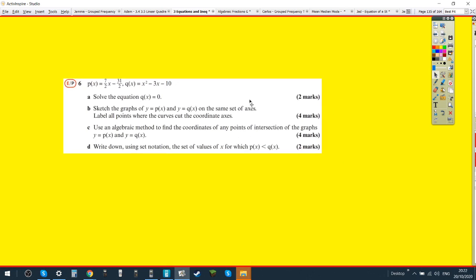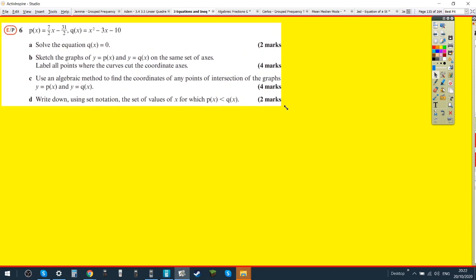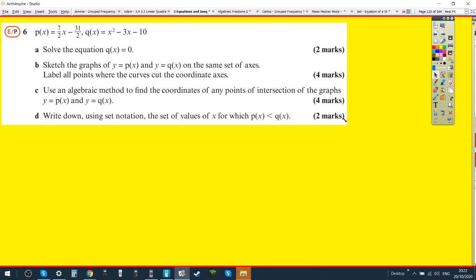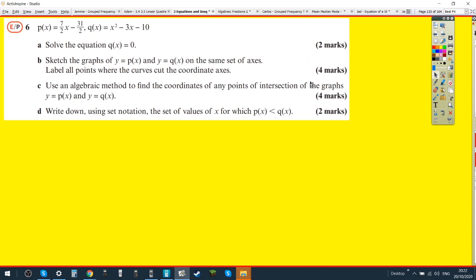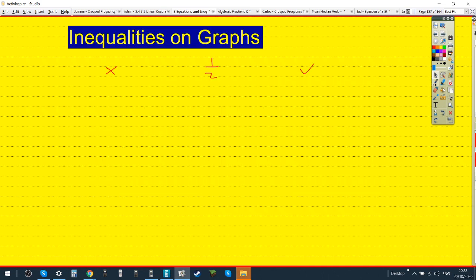Okay, let's see this one. This looks similar. Sketch the graph. That says use an algebraic method to find the points of intersection. And then you do that one. Okay, that's all right. So they do sometimes want you to use algebra to find what we did at the start. So what would you give yourself for that?